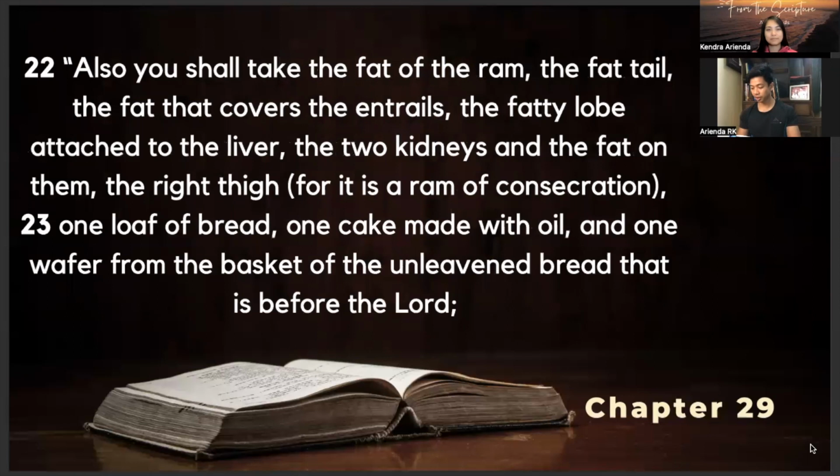Also, you shall take the fat of the ram, the fat tail, the fat that covers the entrails, the fatty lobe attached to the liver, the two kidneys and the fat on them, the right thigh, for it is a ram of consecration, one loaf of bread, one cake made with oil, and one wafer from the basket of unleavened bread that is before the Lord.